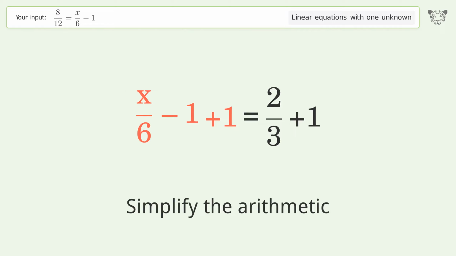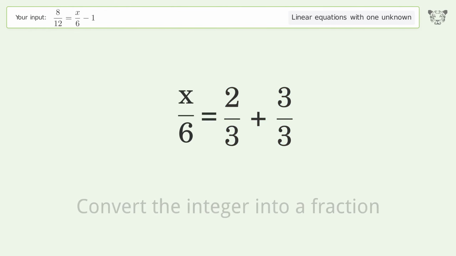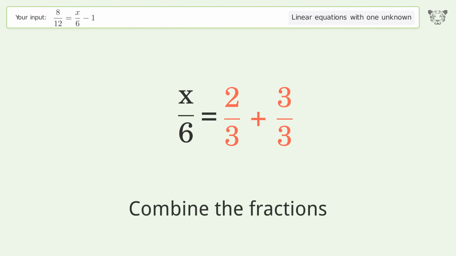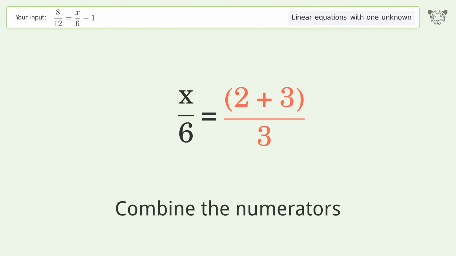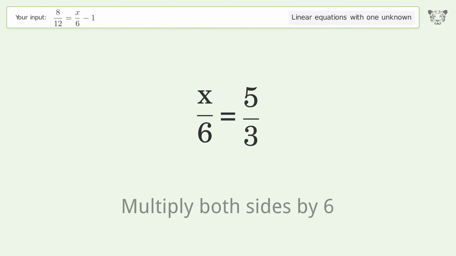Simplify the arithmetic. Convert the integer into a fraction. Combine the fractions. Combine the numerators. Isolate the x. Multiply both sides by 6.